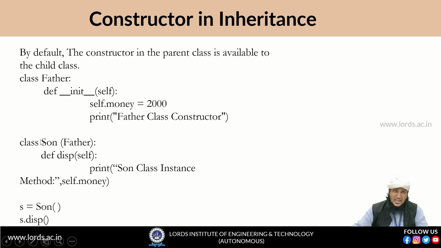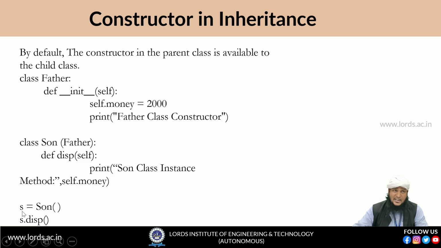Now this is our single inheritance, Son, and we have access to all the things of the father class. So we have made the inheritance. Here the method name is disp. Inside this print, I am going to display this money variable, which is 2000. The son class instance method is displayed, and after that self.money, which is nothing but this one, will also be displayed. And how it can be displayed, I'll show you.